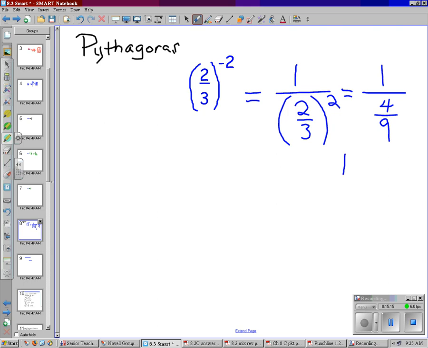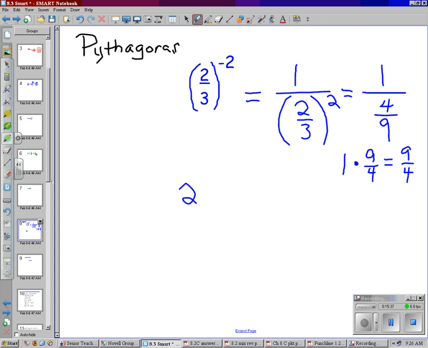Multiply by the reciprocal. So I'm really taking 1 times 9/4, right? So my answer is going to be 9/4. Notice I moved it to the opposite side of the fraction bar. I simplified it. I divided. I got 9/4. Life is good. Let's make life better.